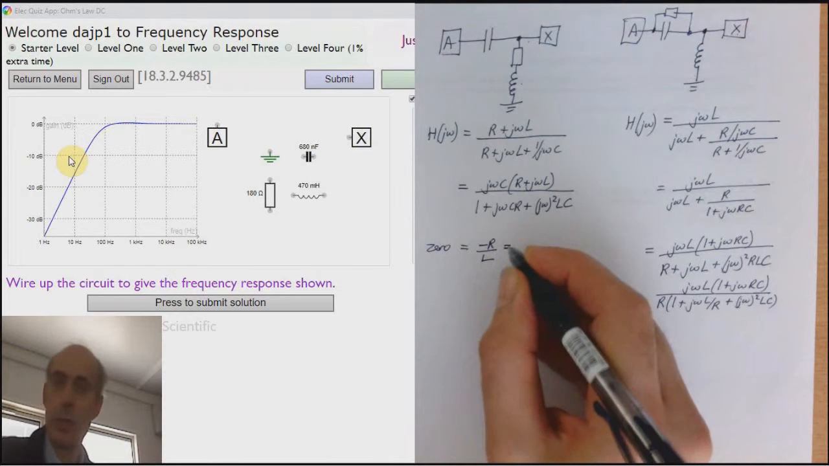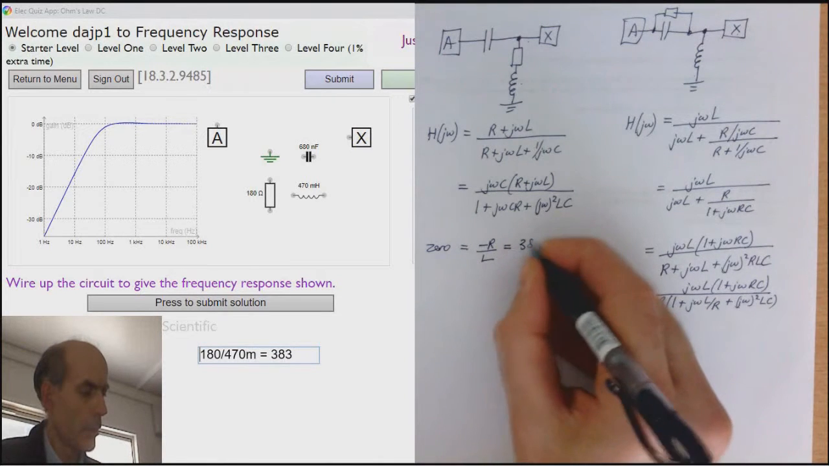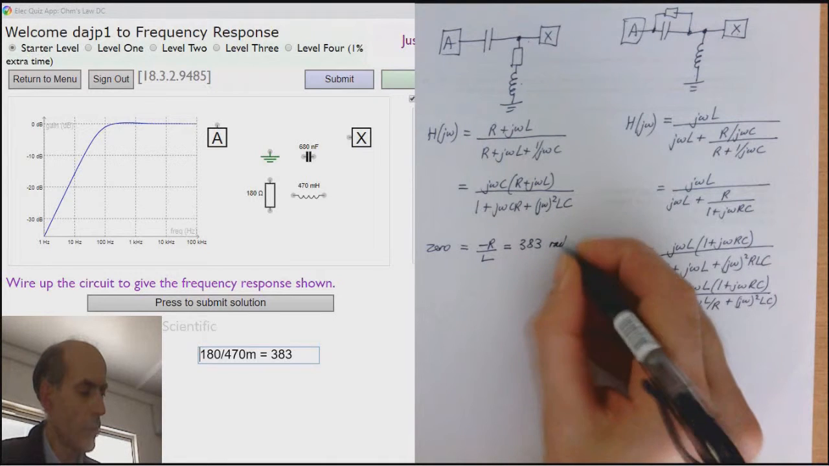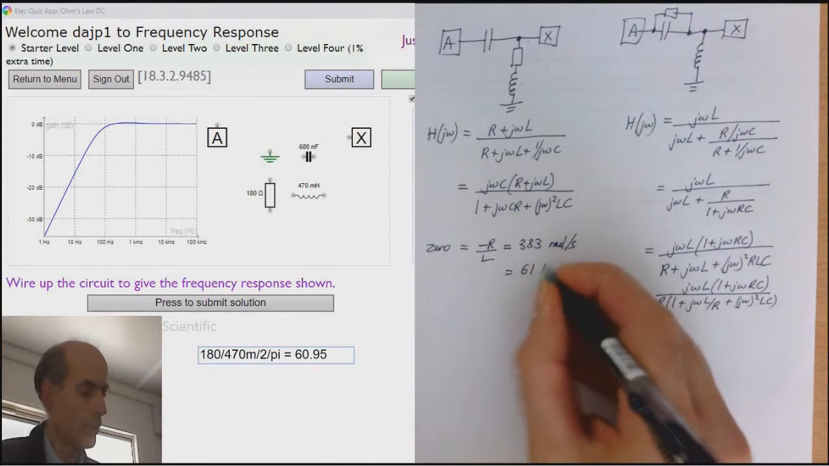In terms of the values that we have here, that would be 180 divided by 470 milli, which is 383. Bear in mind that's 383 radians per second. If we take that and divide by 2 pi, it's about 61 hertz.